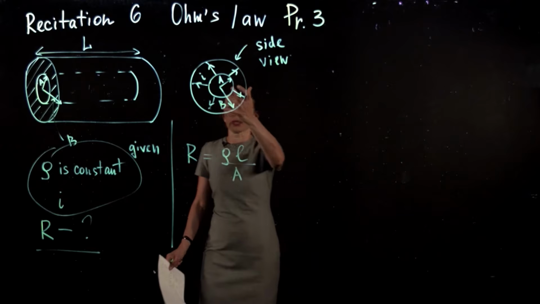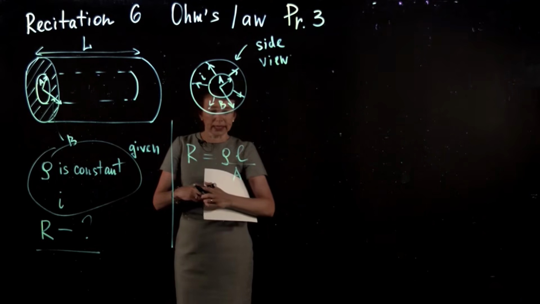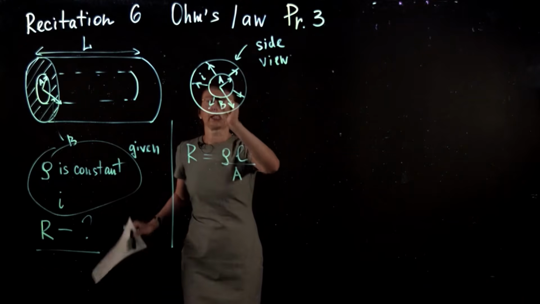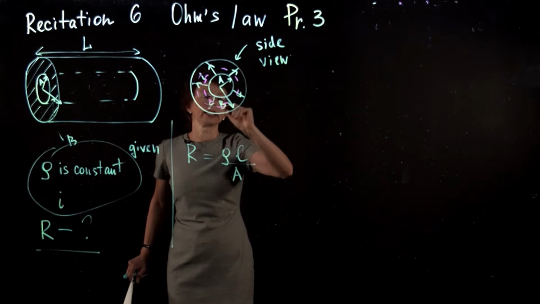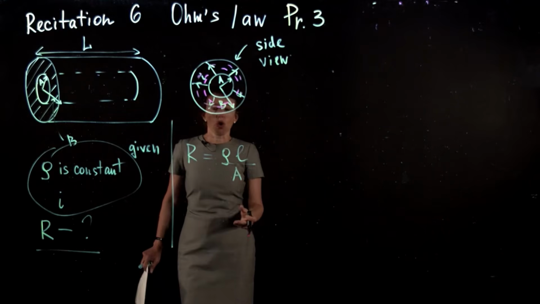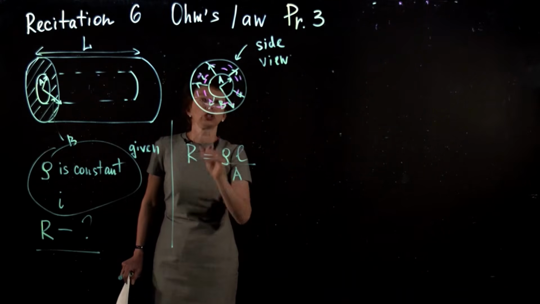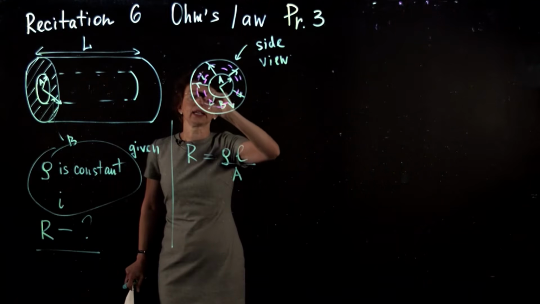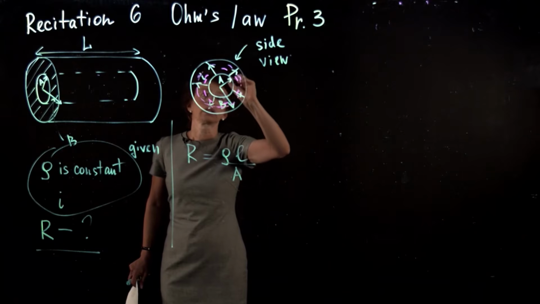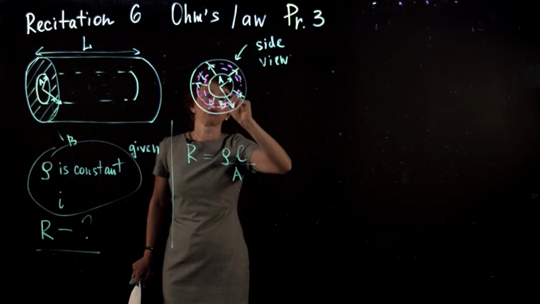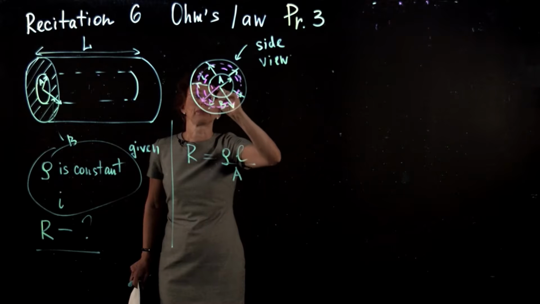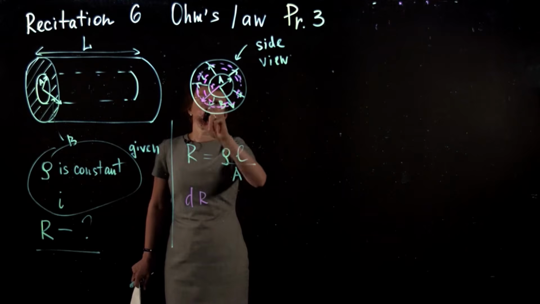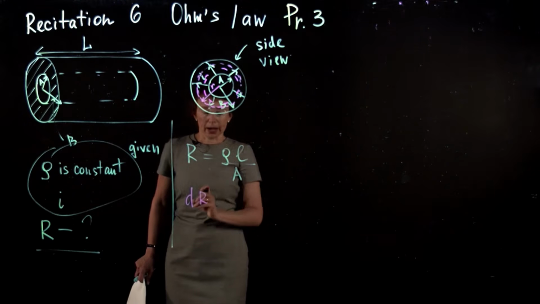If you look at this side view, we will immediately understand that the area is different. It is different here and here and here. It's changing. So obviously, to find R, we need to integrate. So what we will do, we will consider some arbitrary surface of radius little r, and we will write the resistance dR for this infinitesimal shell.